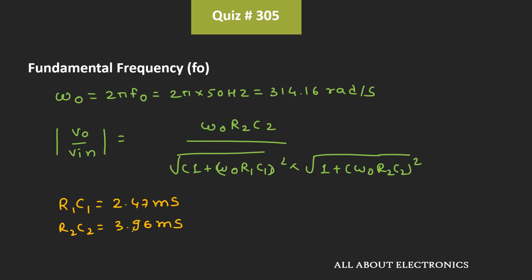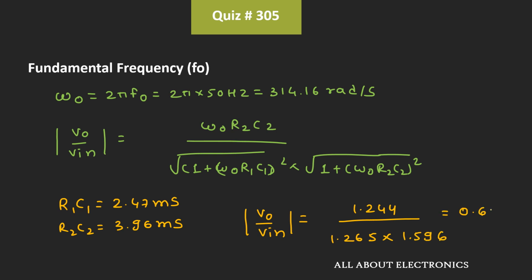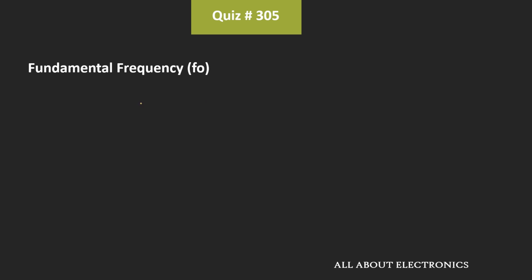So if we put the value of omega naught and this R1 C1 and the R2 C2 in this expression, then this Vout divided by Vin will be equal to 1.244 divided by 1.265 times 1.596, that is equal to 0.615. That means if we pass the fundamental frequency from this active filter, then the Vout will be equal to 0.615 times Vin.